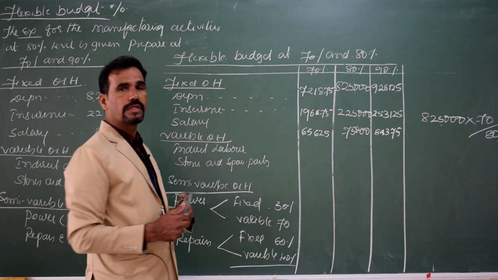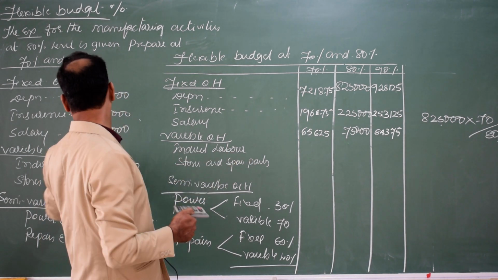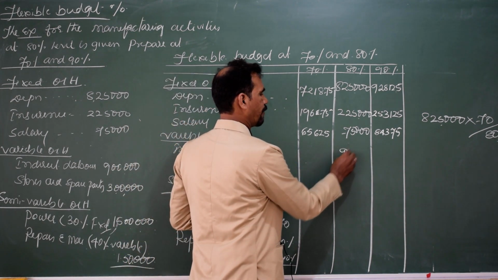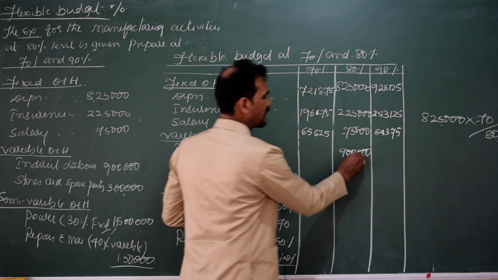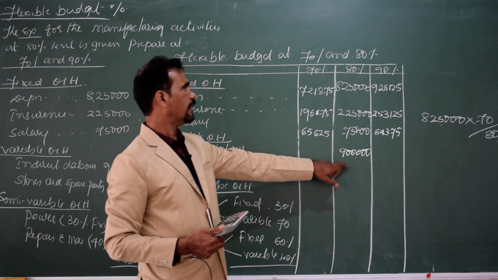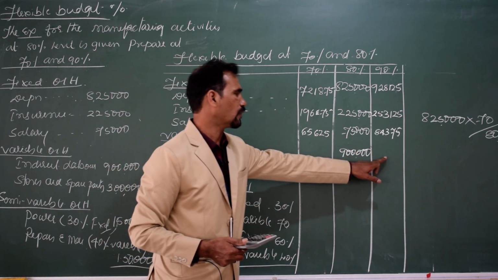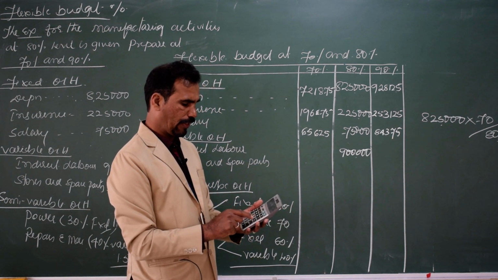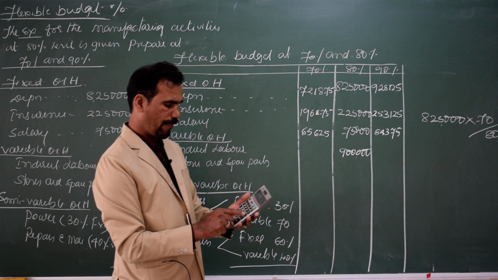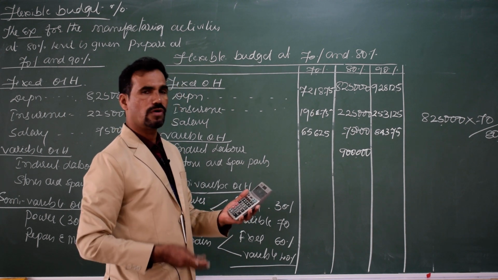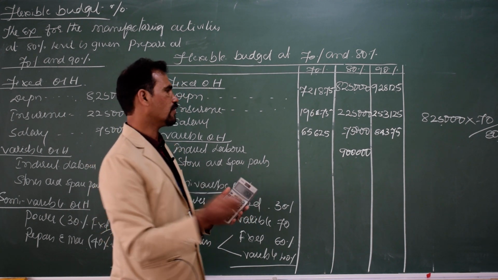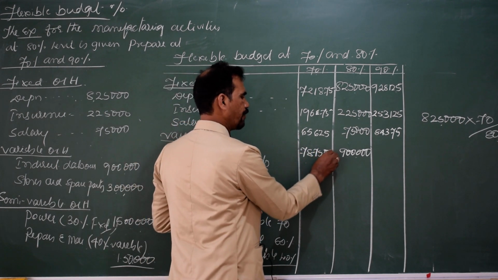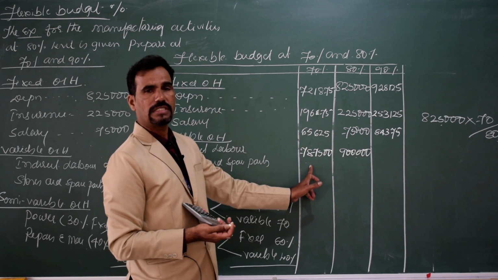For example, indirect labor is given in the questions as 9 lakh for the base level. So, these 9 lakh should be converted for the 70% and 90% also. So, 9 lakh into 70% divided by 80% equals 7,87,500. This is the 70% capacity.